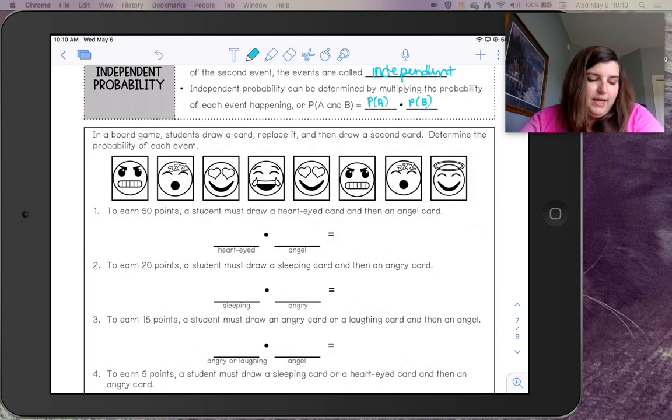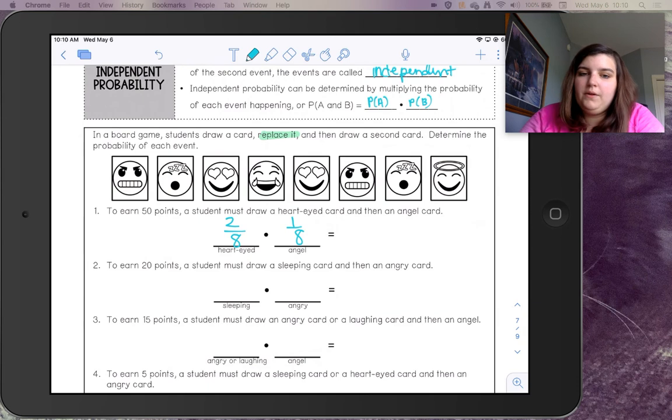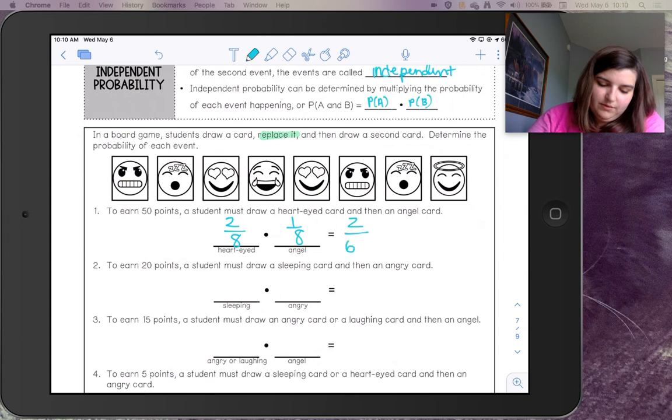In a board game, weird board game, students draw a card, replace it. That's the key here, replace it, and draw a second card. Determine the probability of each event. So you're going to have two fractions here, one for the first event and one for the second. So the probability of getting the heart-eyed emoji, we've got 2 of those out of 8. And the angel, I've got 1 out of 8 of those. So again, you can multiply straight across and reduce. 2 out of 64. And then that's 1/32.